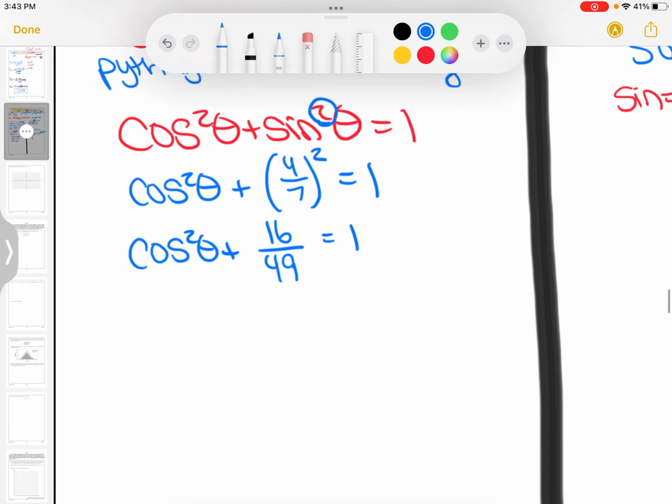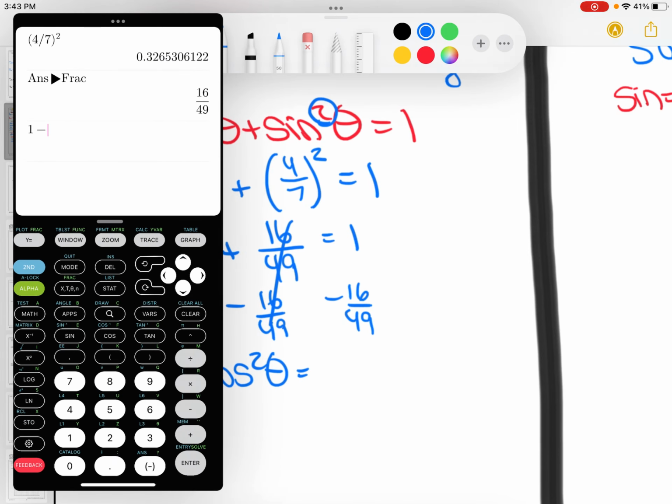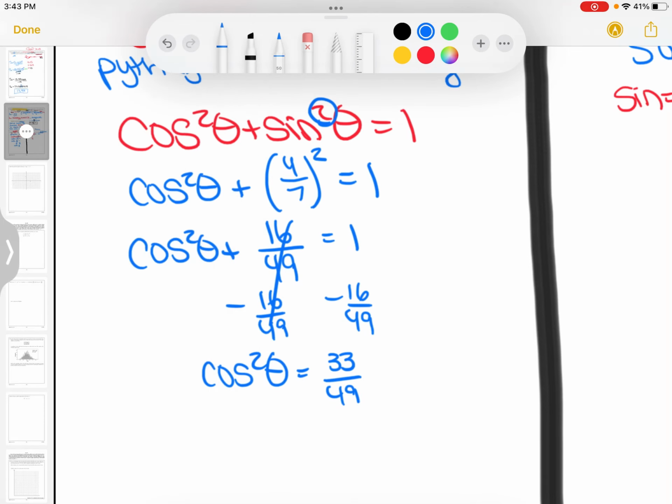Okay, now to keep solving for cosine, I'm going to now subtract the 16 over 49 over. Again, don't want a decimal. So this is cosine squared of theta equals, when I subtract those, 1 minus 16 over 49 gets me a decimal. Don't want that. Math enter will get me 33 over 49.